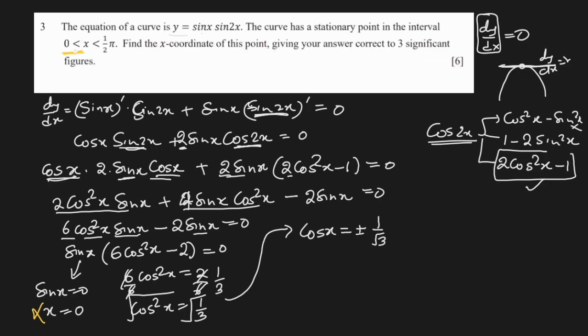But since it is from 0 to half pi, which is 90 degrees, that means cos negative will not be there. So only positive will be taken, because in first quadrant, all the ratios sin, cos, tan are positive. Cos is positive here, so we'll take this. So x becomes cos inverse 1 over square root 3.